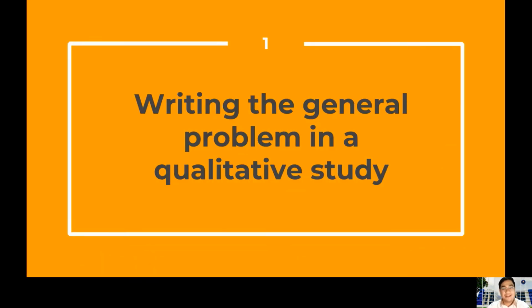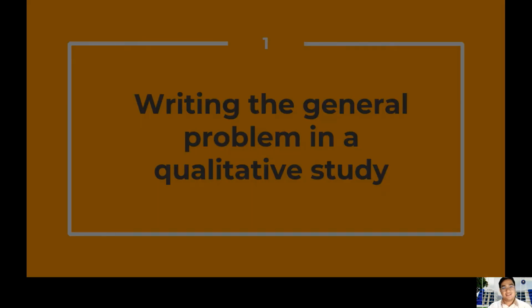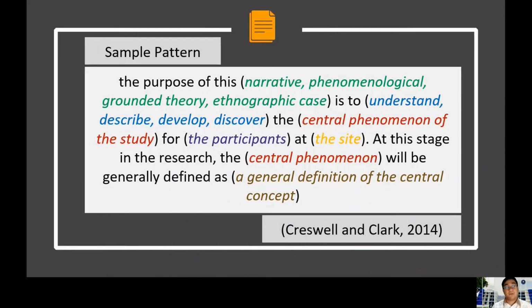Okay, so we have writing the general problem in a qualitative study. Here we have a sample pattern. We have the purpose of this. So what type of research are you doing? What type of qualitative research are you doing? Is it narrative, phenomenological, grounded theory, ethnographic, case? Is it to understand, describe, develop, discover? So use a descriptive word.